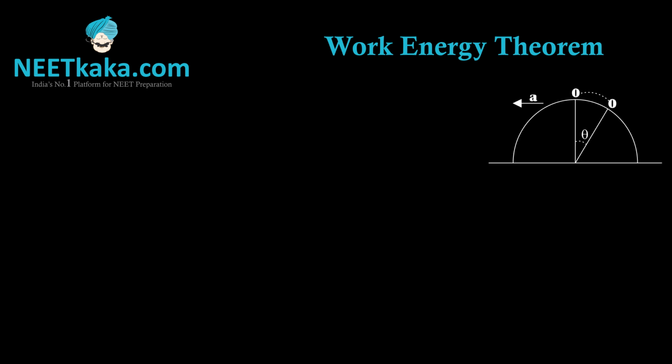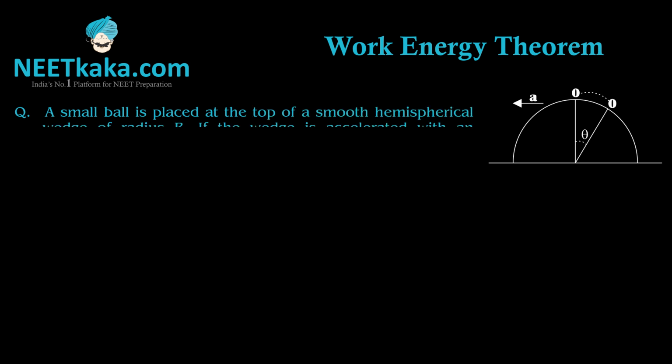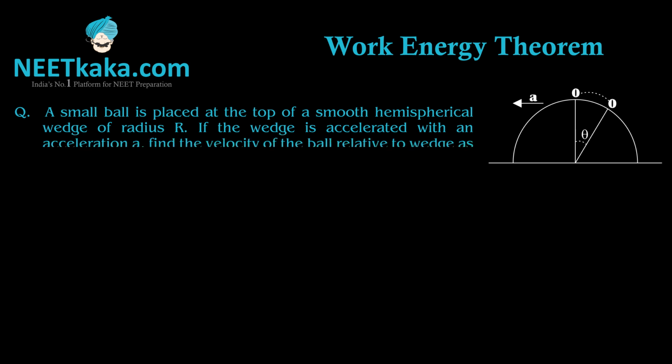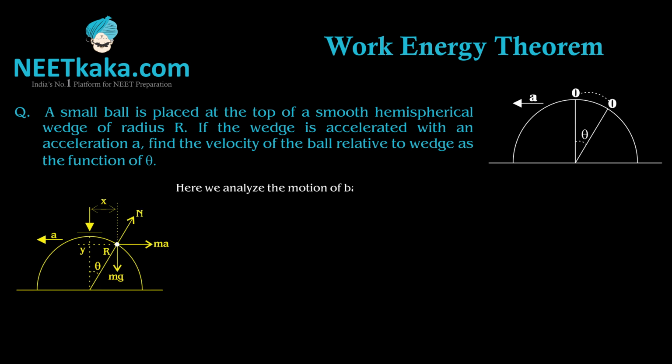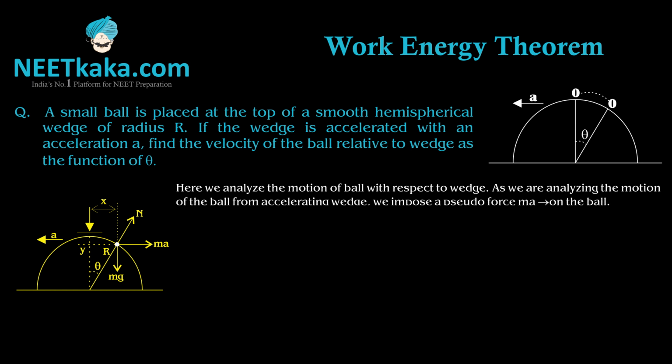Okay, so let us have a bowl and a ball which is resting at the top of the bowl. Suppose there is a small ball placed at the top of a smooth spherical bowl of radius r, and now the ball is accelerated with an acceleration a. Our aim is to determine the velocity of the ball with respect to the bowl as a function of angle theta with respect to the vertical.